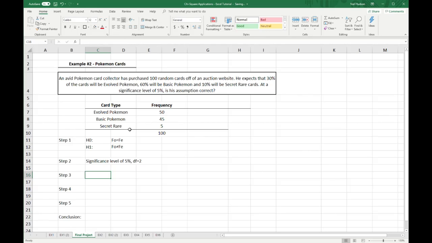Next, we're going to state our chi critical value. So based on the table over on the right, based on 2 degrees of freedom and 5% significance level, our chi crit value is 5.991.